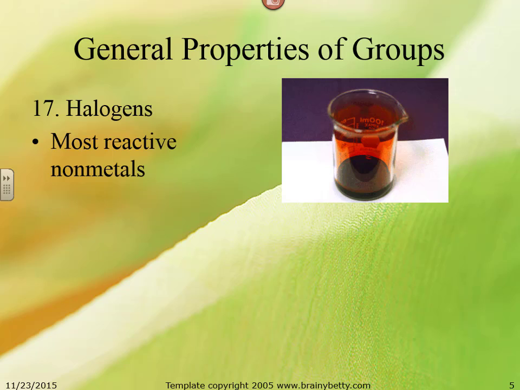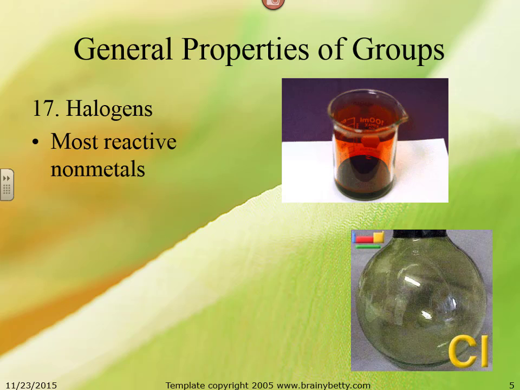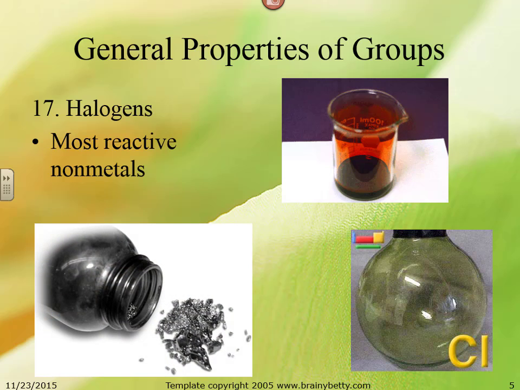Here's a picture of bromine in its actual liquid state. It's kind of a rusty brown color. Here's a picture of chlorine. Chlorine is a greenish yellow gas. And iodine. Iodine is a really dark purple kind of solid crystal. These are the most reactive of the nonmetals.